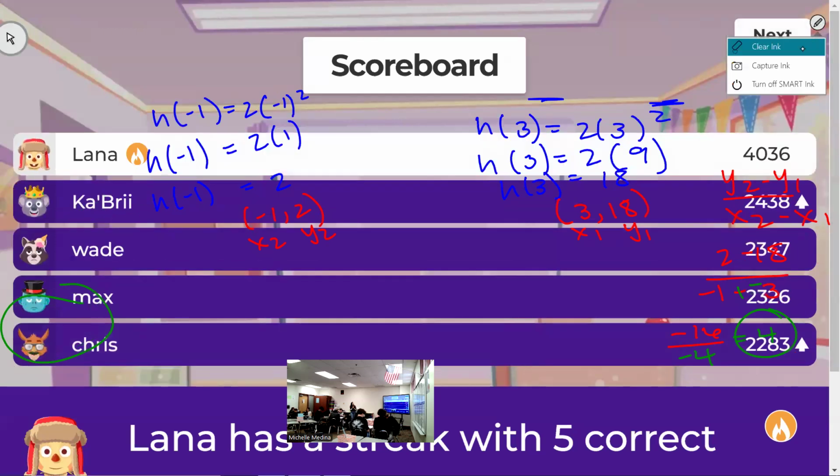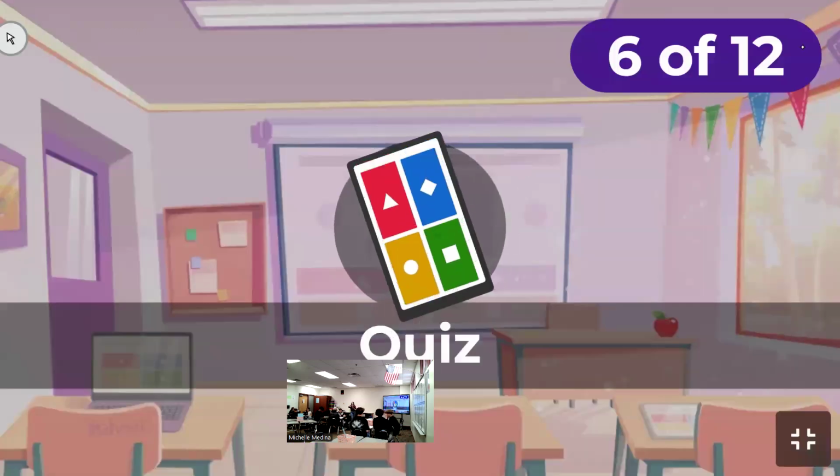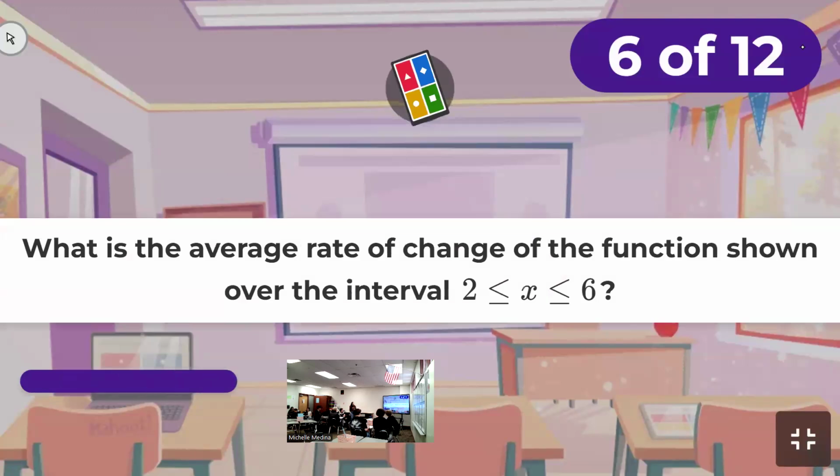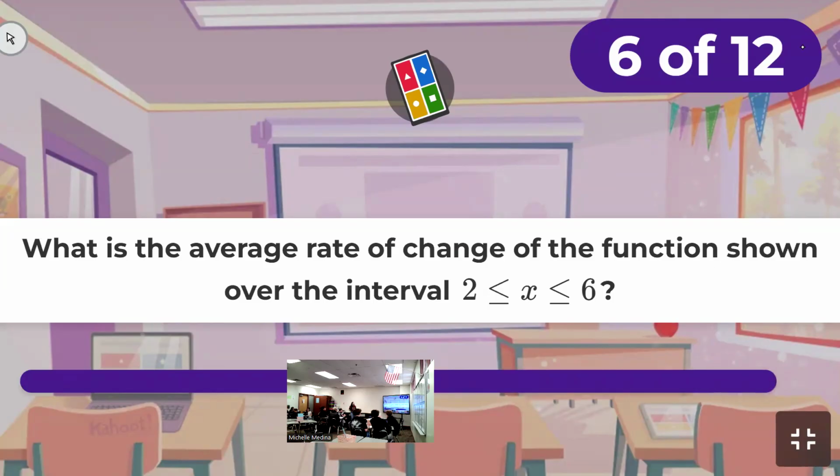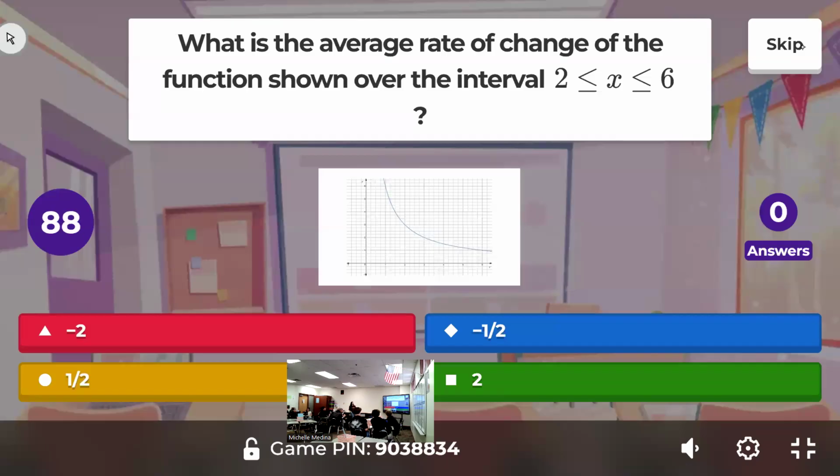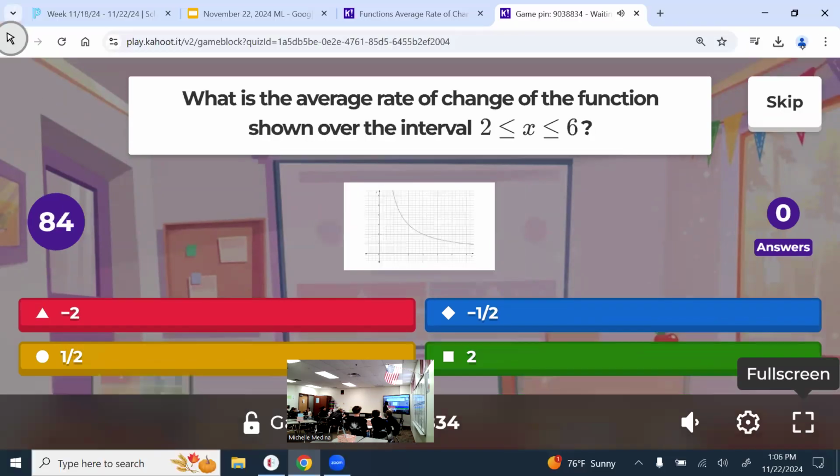Here's the next one, and maybe our last one. What is the average rate of change of the function shown over the interval 2 less than or equal to x less than or equal to 6? I'll try to make it bigger. Sorry, I didn't read this.